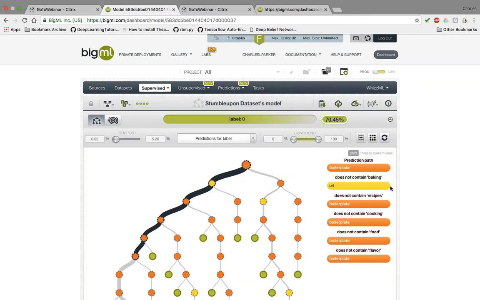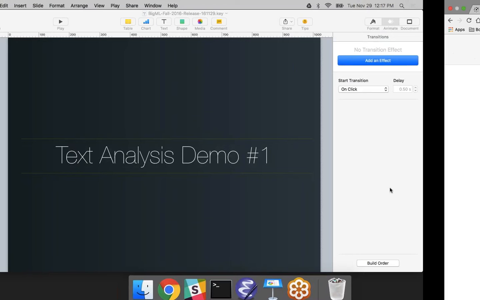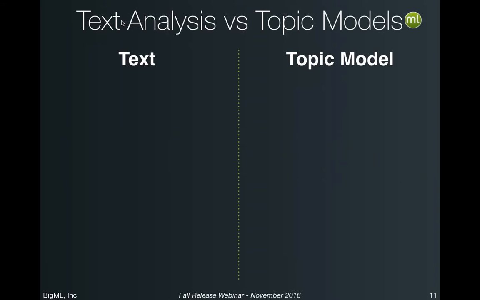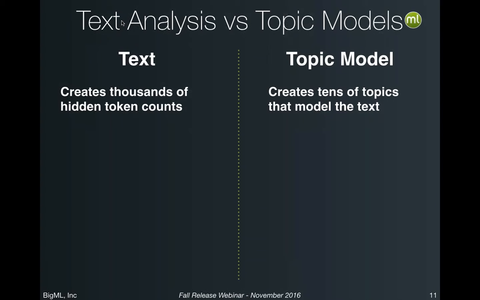And importantly, you'll see that if we go down here, this is the path of the non-evergreen instances. All it's looking for in the first 5 or 6 splits here is words that relate to cooking, right? So it doesn't contain baking, doesn't contain recipes, doesn't contain cooking, doesn't contain food, doesn't contain flavor, and so forth. So this is essentially what we've learned about this data: you can predict whether or not content is evergreen, basically by trying to figure out whether or not it's about food. That's a little bit of a reductive view of this data set, but it's useful for prediction. So that's what our traditional text analysis looks like.